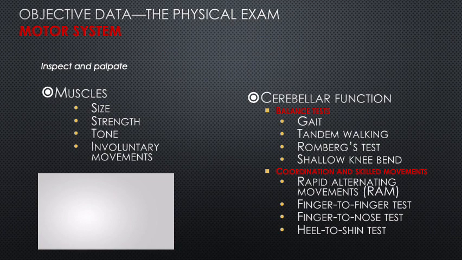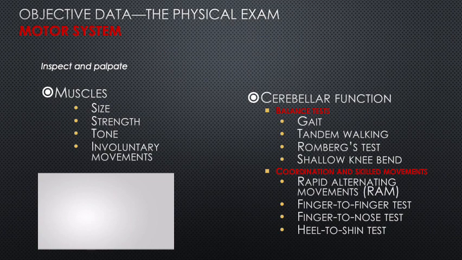And then involuntary movements, you're going to ask to see if there's any present involuntary movements when you're inspecting. When you document, you want to know the location of these movements, the frequency, the rate, and if the movement appears to be controlled at will.